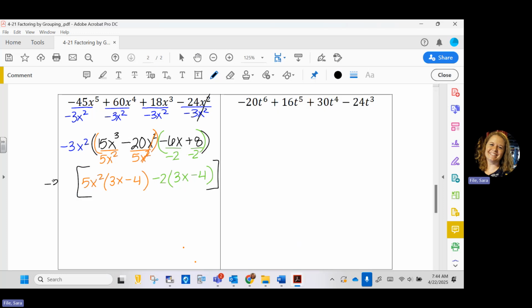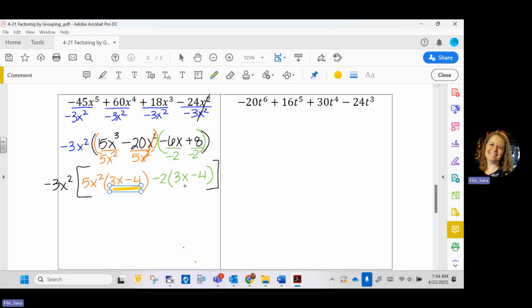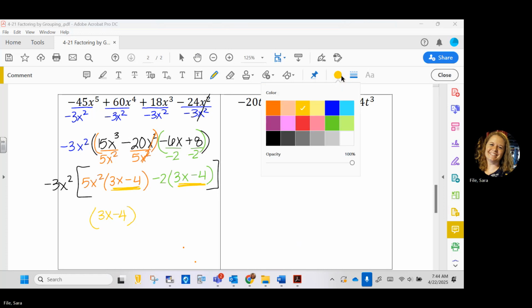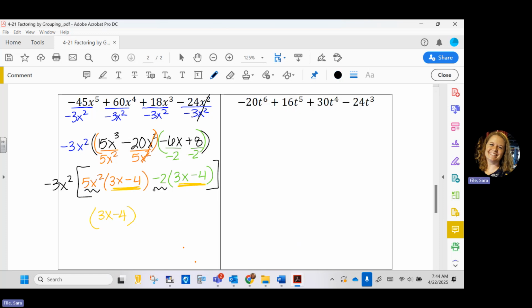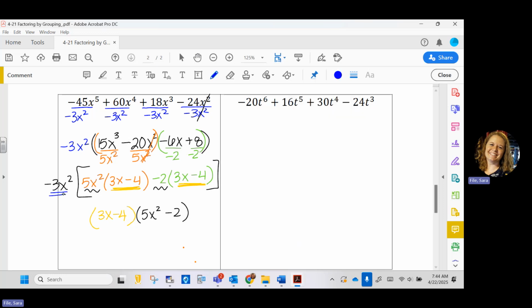Then I've still got that negative 3x squared out front. So what is left over in here is the same. So that's a factor. Okay, and then we're going to bring together those GCFs from grouping. That will be 5x squared minus 2. And then we've got our original GCF of negative 3x squared.